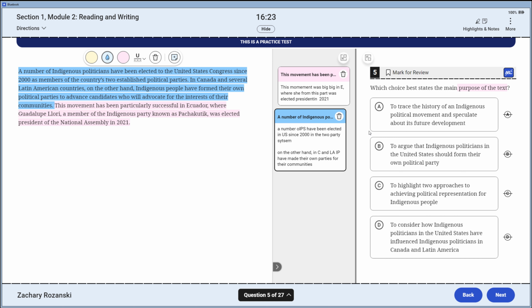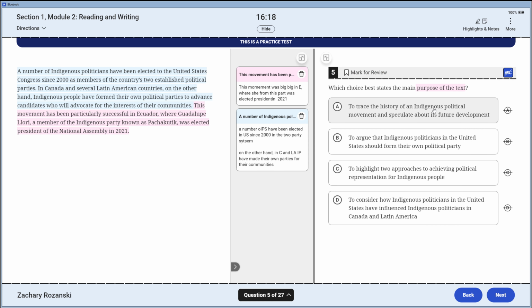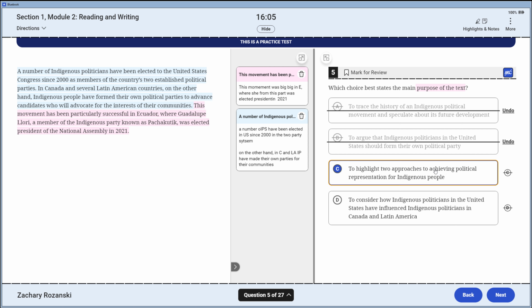Cool. "To trace the history of an indigenous political movement and speculate," maybe here, but it does not speculate about its future development. "To argue that indigenous politicians in the United States should form their own," no, they were both pretty effective. "To highlight two approaches to achieving political representation for indigenous people," yeah.